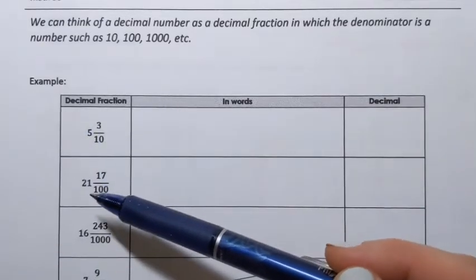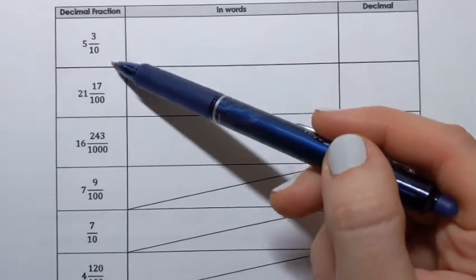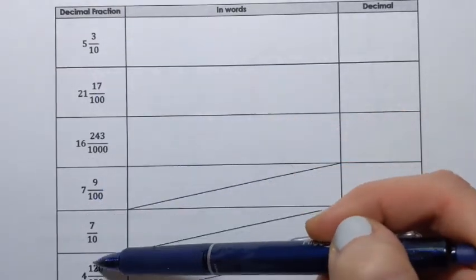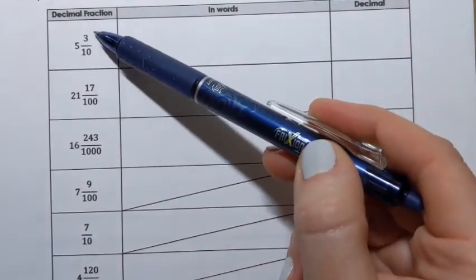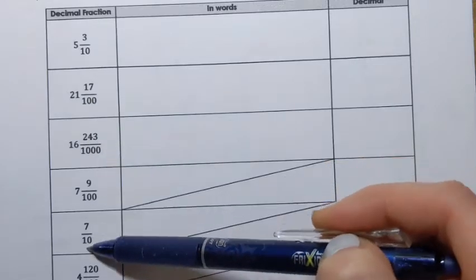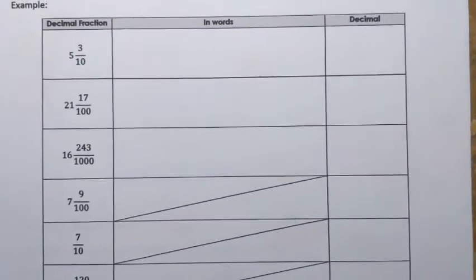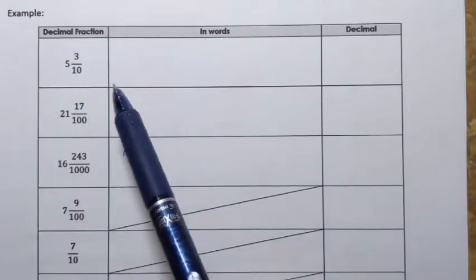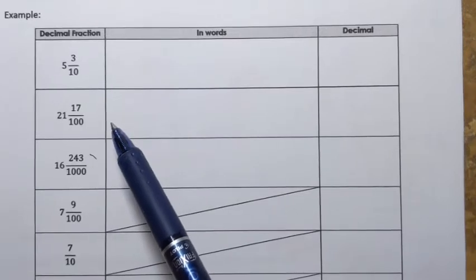As you can see here in this table, all those are decimal fractions. Well, they're mixed numbers, right? Most of them are mixed numbers, but the fractional part is a decimal fraction. So 10, 100, 1000, see those denominators? So these are decimal fractions. That means that each of those decimal fractions we can convert to a decimal. So let's see how it looks.